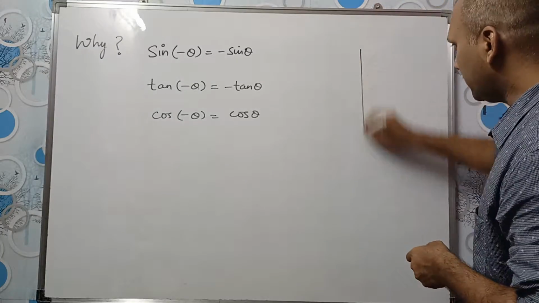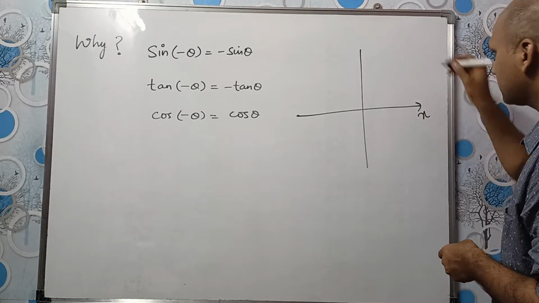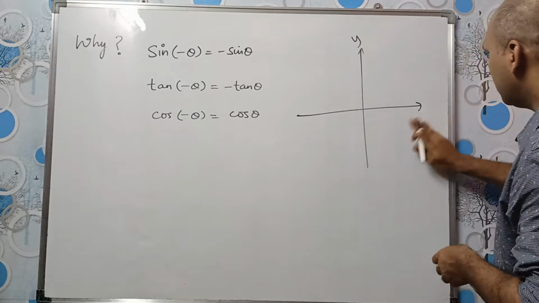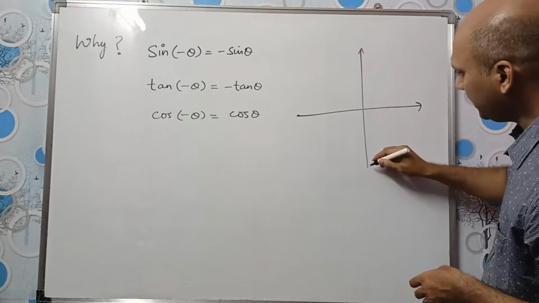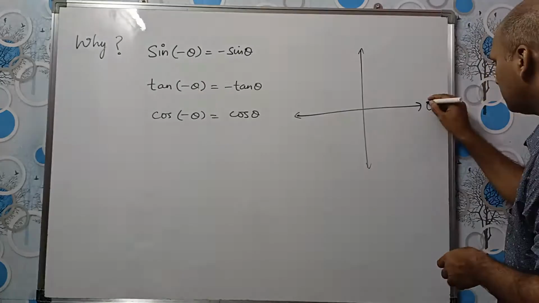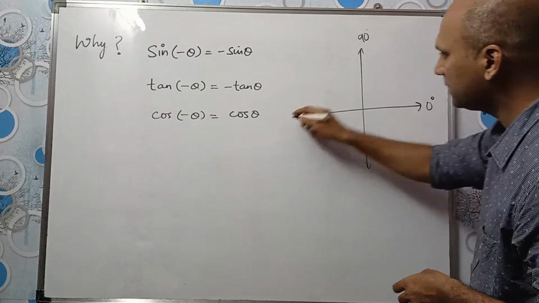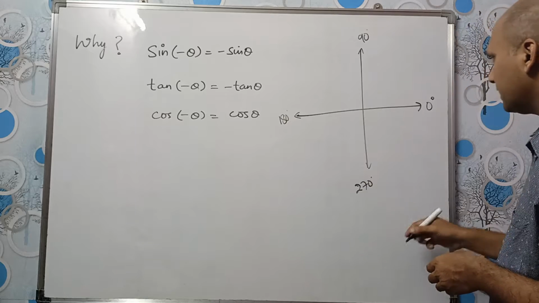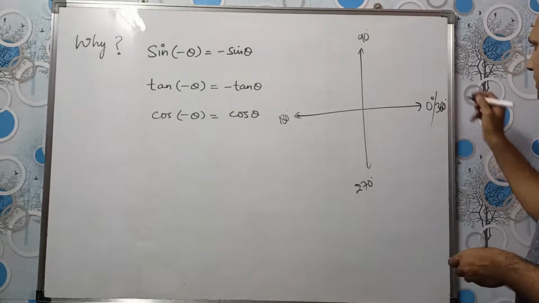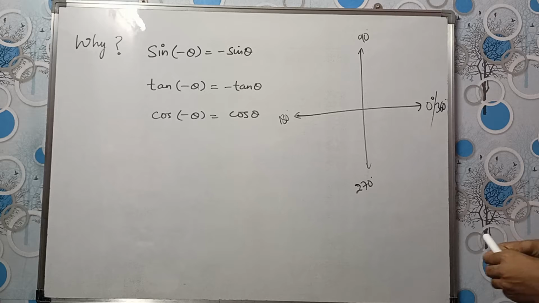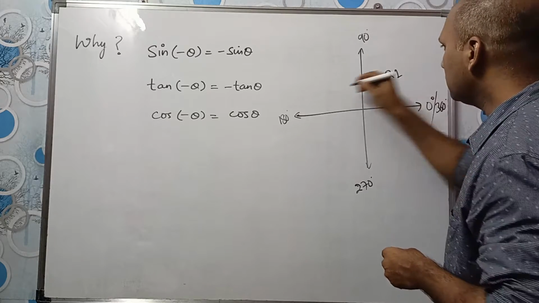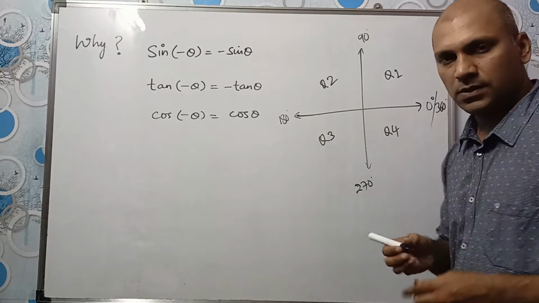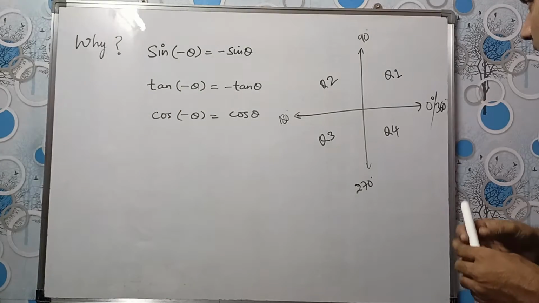We know this is our x-axis, this is our y-axis. If we write angles, this will be 0 degrees, this is 90 degrees, this is 180 degrees, and this is 270 degrees. Again, 360 will come here. This is quadrant 1, quadrant 2, quadrant 3 and quadrant 4. In the first video we have studied this.